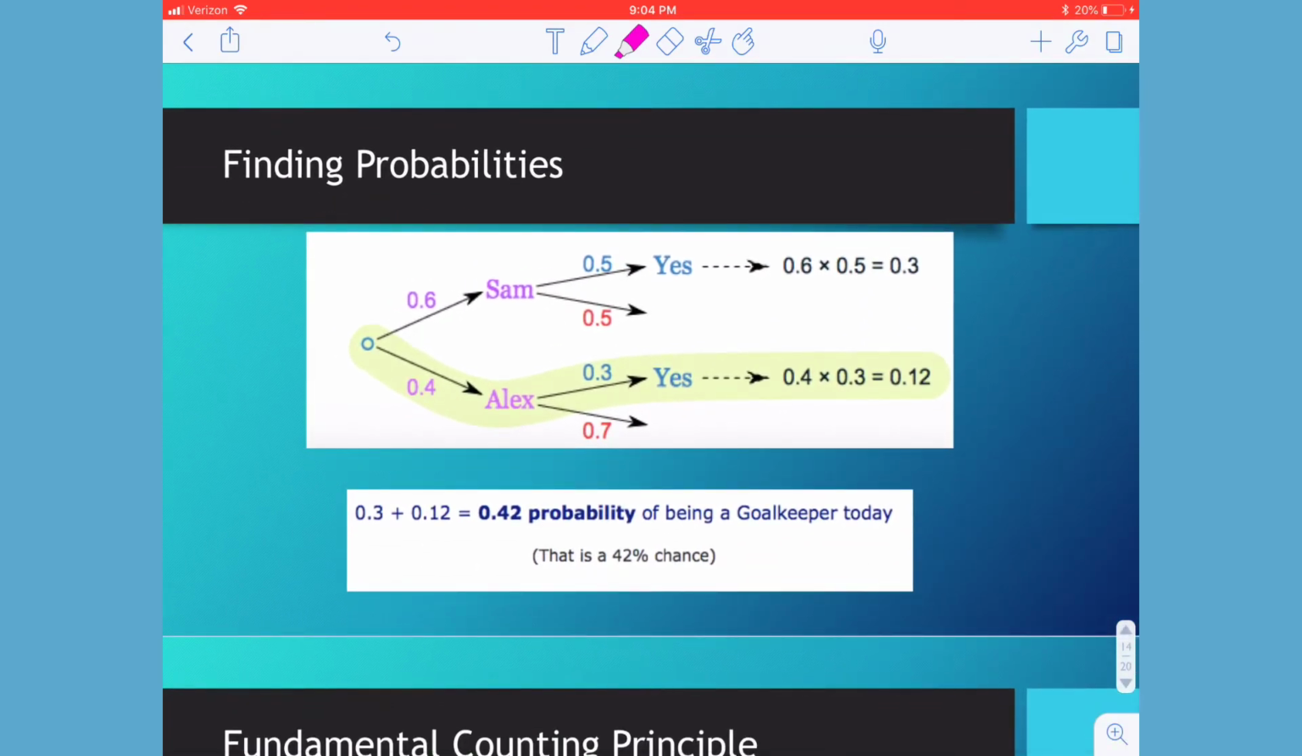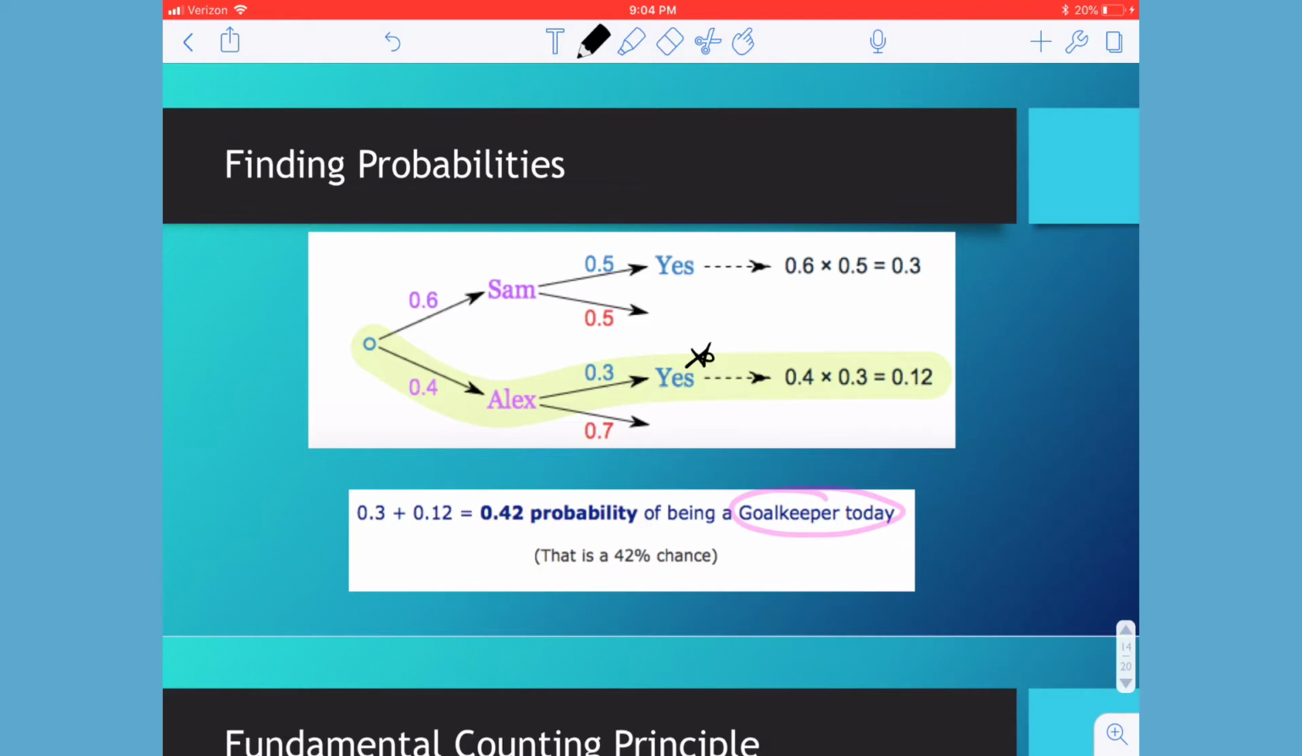Now, if I want to know what's the probability of being a goalkeeper today, I'm not concentrated on who's the coach. I don't care. That's irrelevant information to me. I only care about what are the chances that I'm the goalkeeper. I'm going to focus on this portion here with Alex because that's a yes that I'm the goalkeeper. I'm also going to focus on this part here with Sam because this is also that yes, I am a goalkeeper. And I'm going to take my values 0.3 and 0.12, add them together to figure out that I have a 0.42 chance of being goalkeeper. And if I want to write that as a percentage, I can move my decimal 2 places to the right, and that's 42% chance.